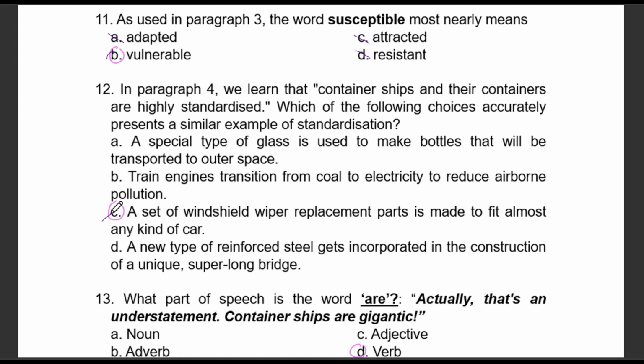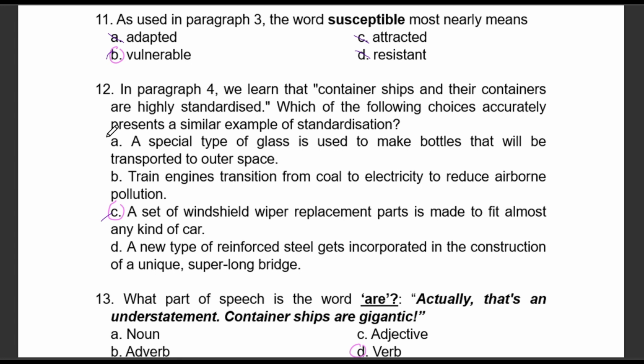The correct answer is C. A set of windshield wiper replacement parts is made to fit almost any kind of car. Standardization means making things the same or consistent. Think of it like this. Those windshield wiper parts that fit lots of different cars are a good example of standardization, just like standard containers fit on any container ship.